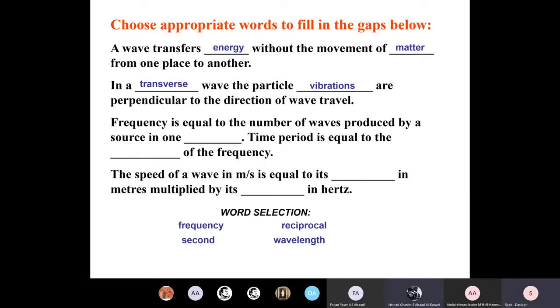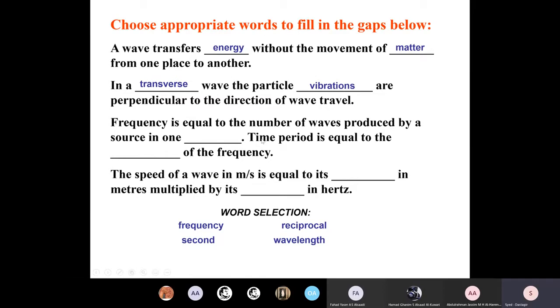Come on, guys. Frequency is equal to the number of waves. Oh, sorry. Did we say what perpendicular means? Opposite of reciprocal. What does it mean? Who remembers? Come on, guys. It's 90 degrees. The angle, remember? 90 degrees.